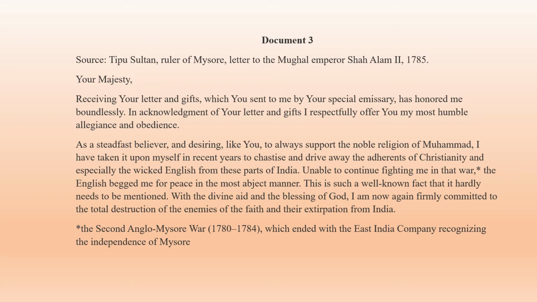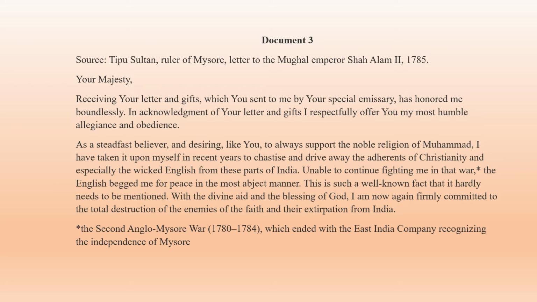Okay, so this is not between the British. So this should be interesting. "Your Majesty, receiving your letters and gifts has honored me. I respectfully and humbly offer alliance and obedience, as a steadfast believer in the religion of Muhammad." So they are claiming a similar belief in Muhammad, so Islam. So we know that they are both Muslim.